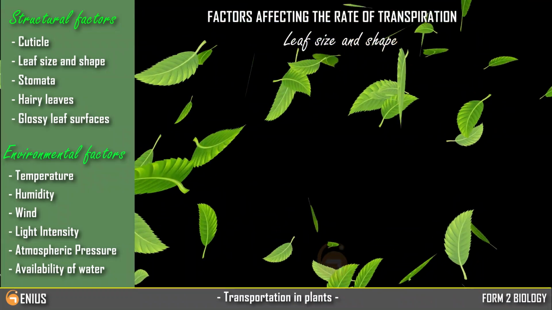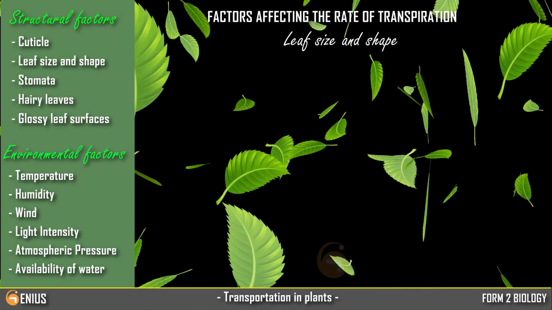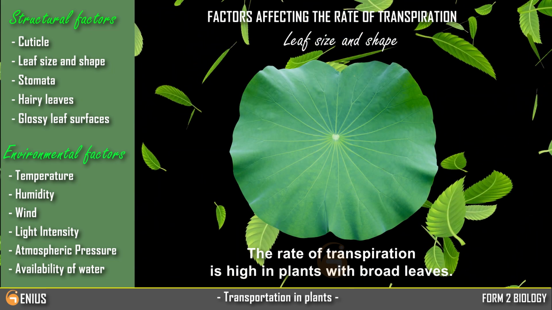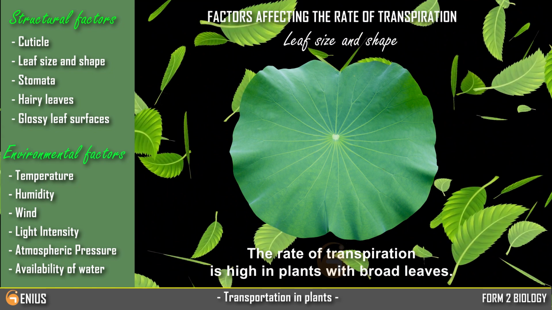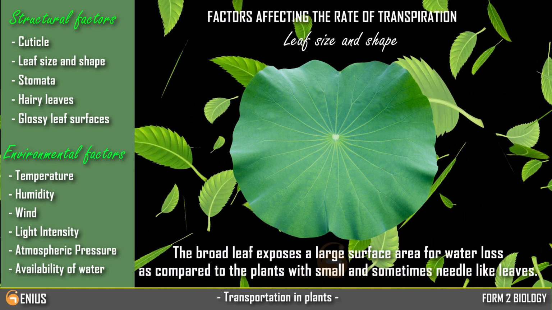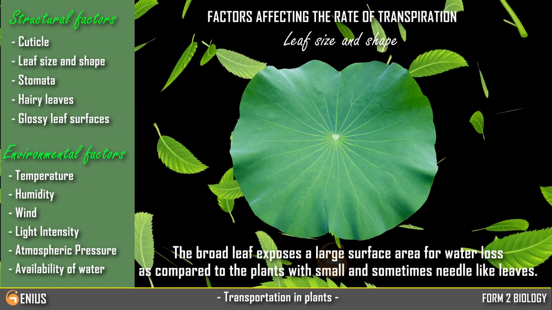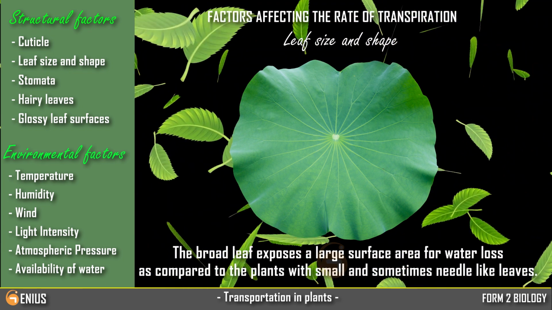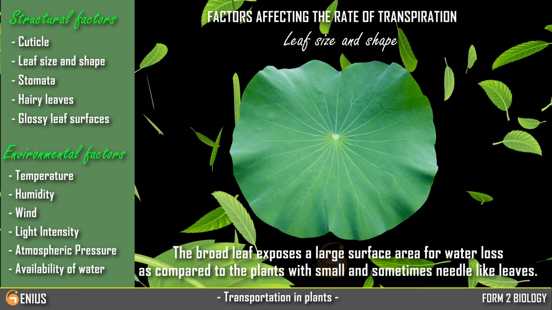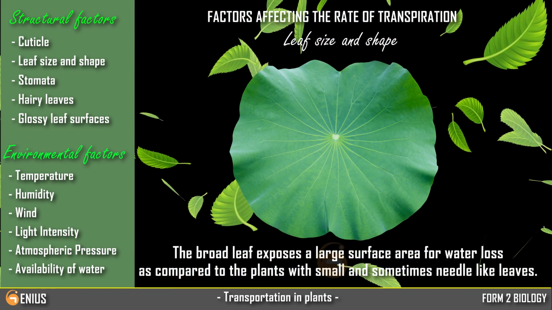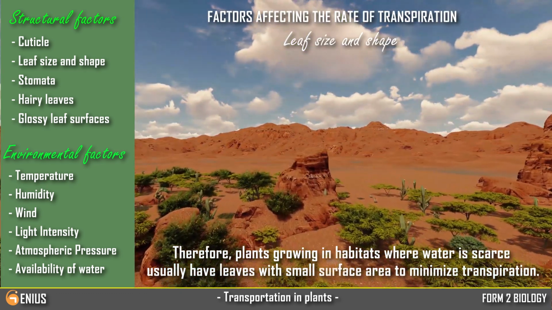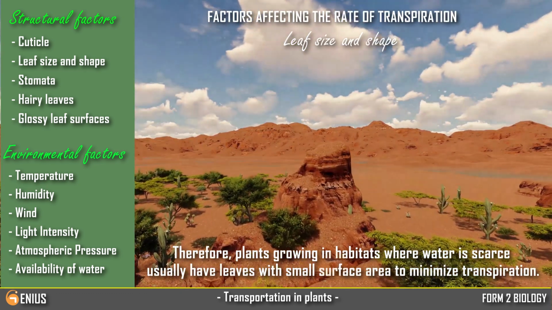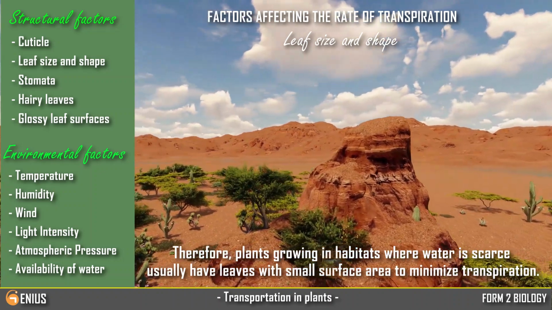Leaf size and shape. The rate of transpiration is high in plants with broad leaves. The broad leaf exposes a large surface area for water loss as compared to the plants with small and sometimes needle-like leaves. Therefore, plants growing in habitats where water is scarce usually have leaves with small surface area to minimize transpiration.